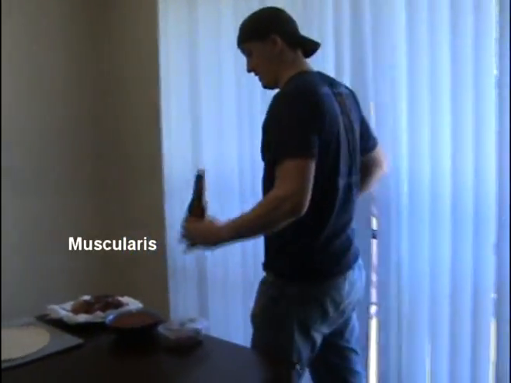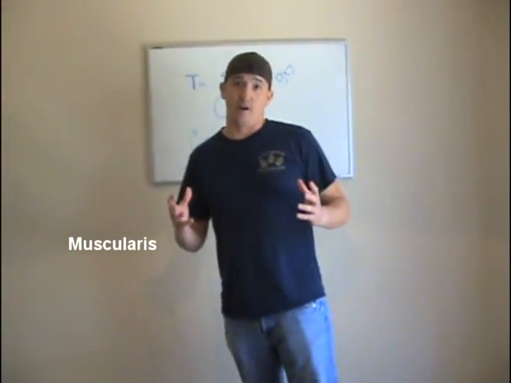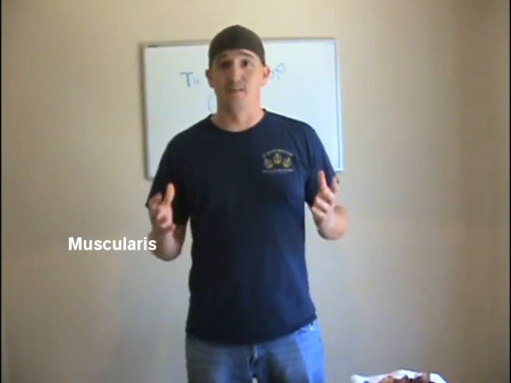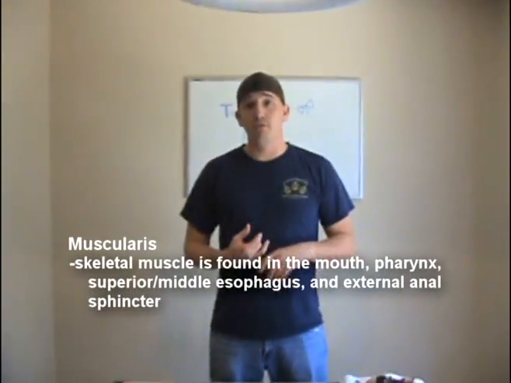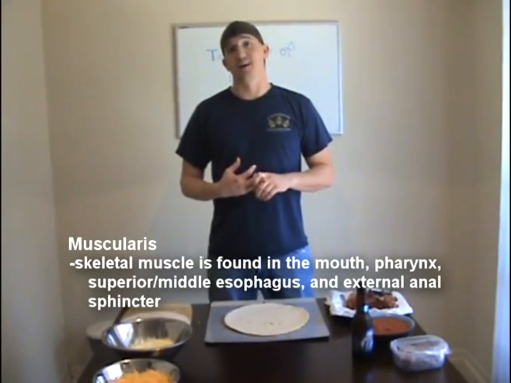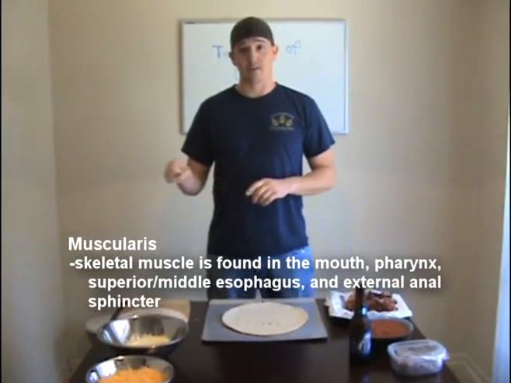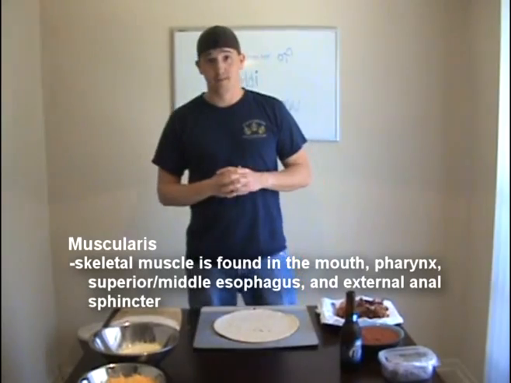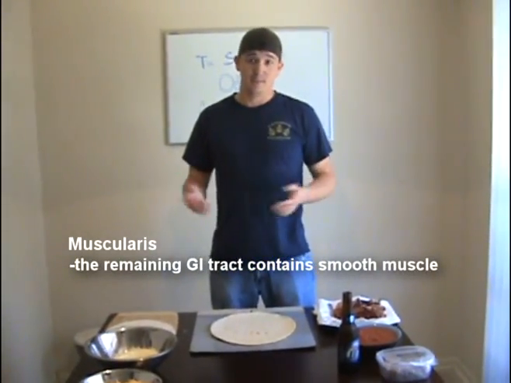So our next layer we're going to talk about is our next outermost layer called the muscularis layer. The muscularis layer is made of skeletal muscle and smooth muscle. The skeletal muscle is going to be found in the mouth, the pharynx, and the esophagus. And also we're going to find it in the external anal sphincter for a good sphincter tone and tenesmus. The rest of the GI tract is going to contain smooth muscle.